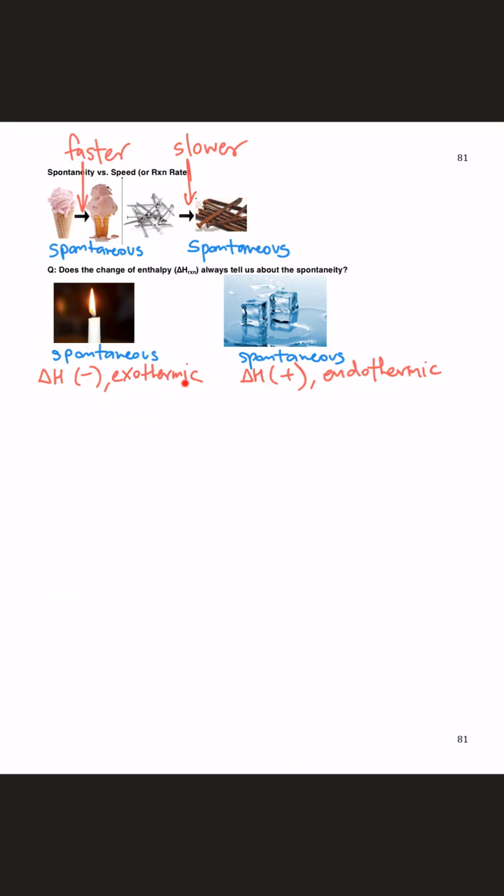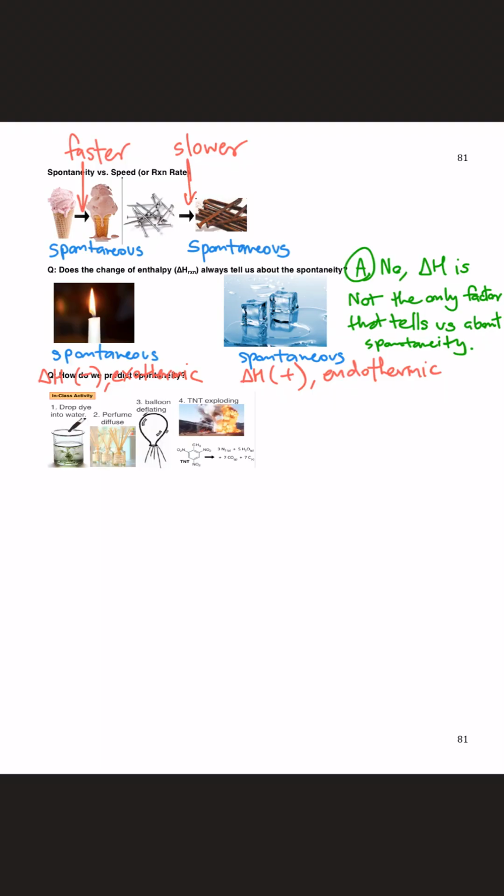Therefore, the enthalpy change is not the only factor that tells us about spontaneity, because both are spontaneous and one is exothermic while the other is endothermic. So in this case, the answer to this question is no. The change of enthalpy is not always going to tell us about spontaneity. The next question is then, how can we predict the spontaneity of a process?